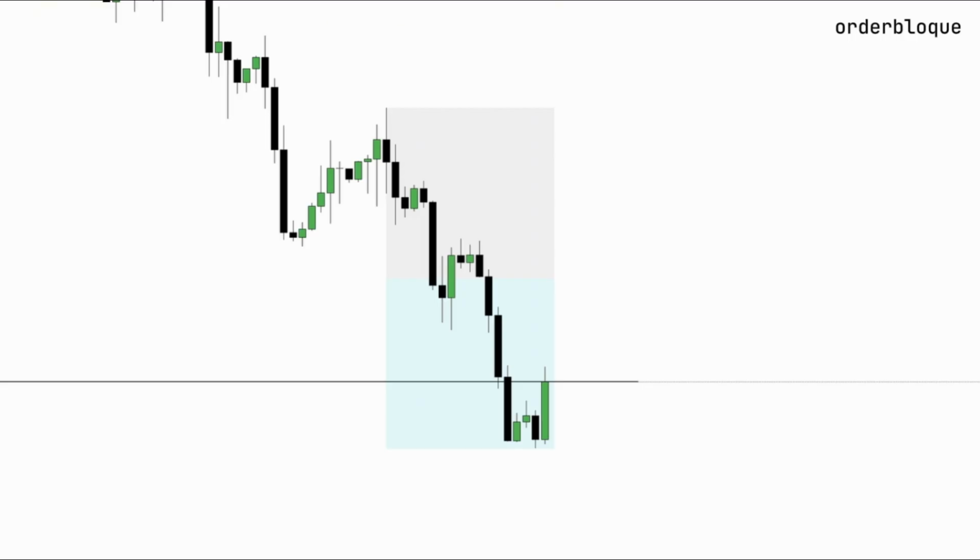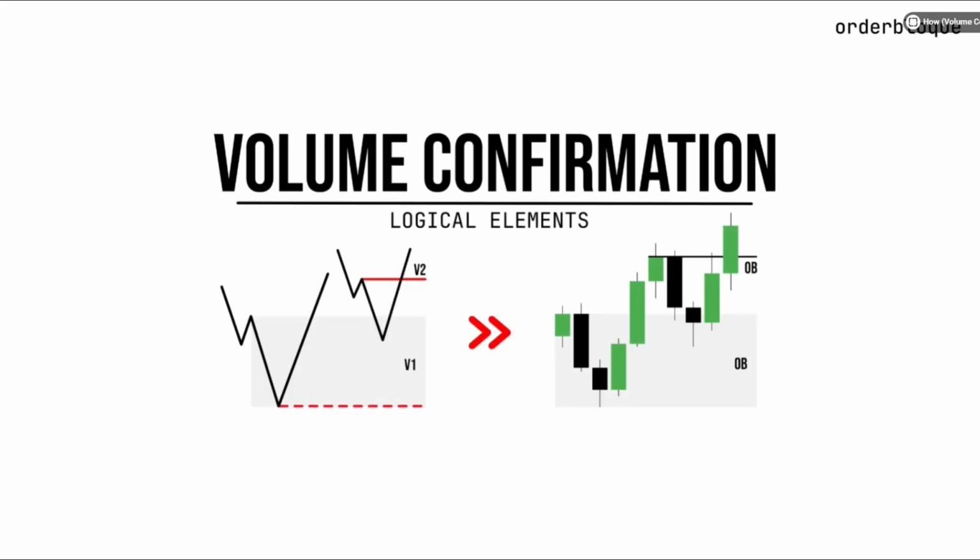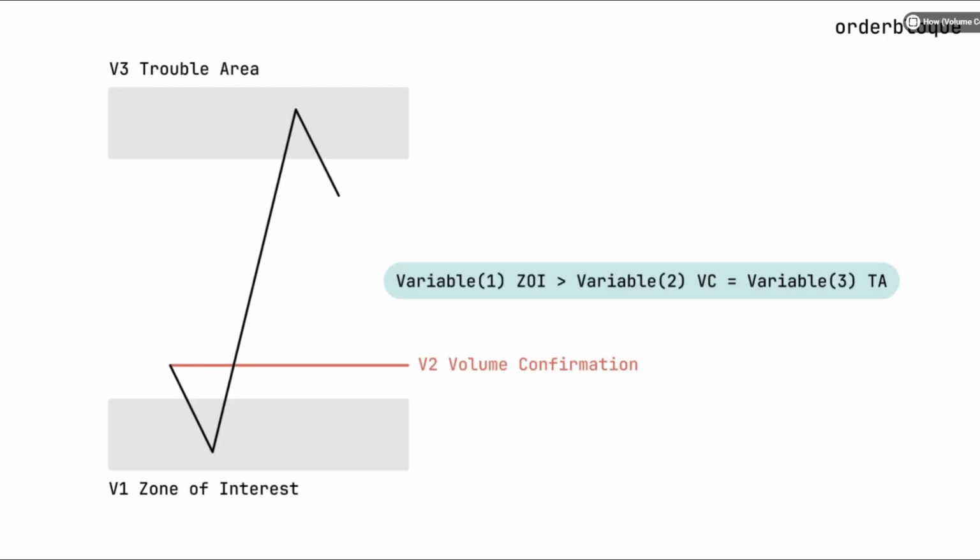The next formula can elaborate on this idea in more detail, and it also embodies the validation of the idea through obtaining volume confirmation on a time frame lower than the zone of interest. We discussed this in the previous video. The formula is as follows. Variable 1, zone of interest, is greater than variable 2, volume confirmation, which is equal to variable 3, trouble area. Here, if the zone of interest is, for example, on the 4-hour chart, then the volume confirmation and trouble area will be on the time frame below, namely on the 1-hour chart.